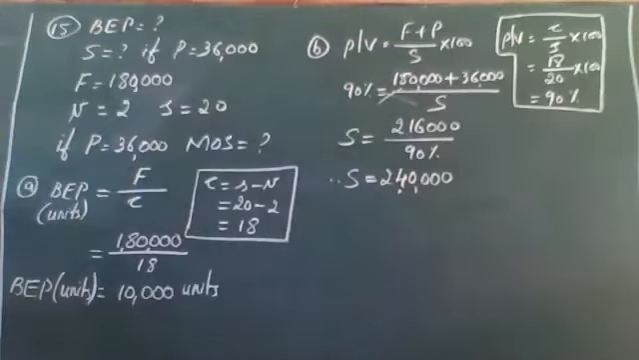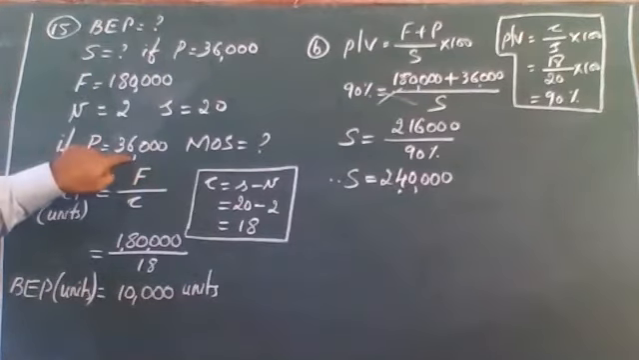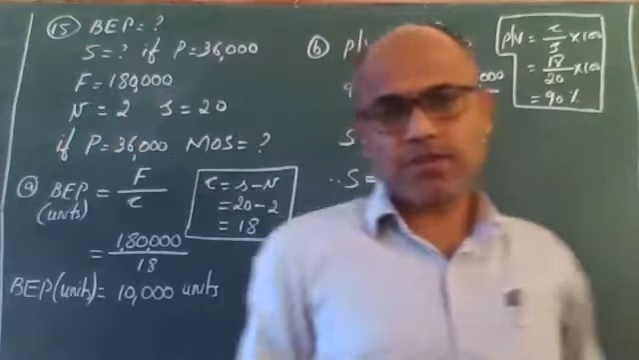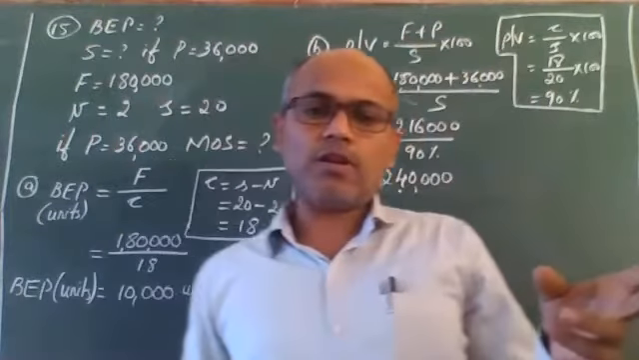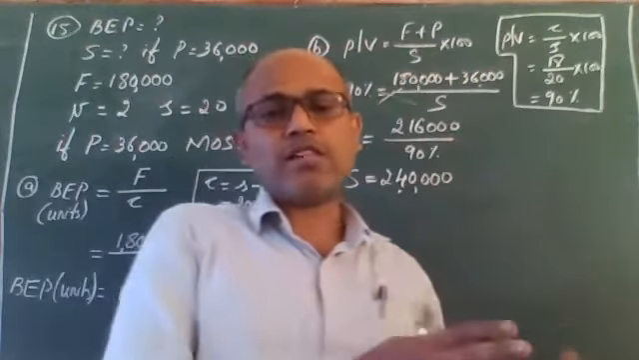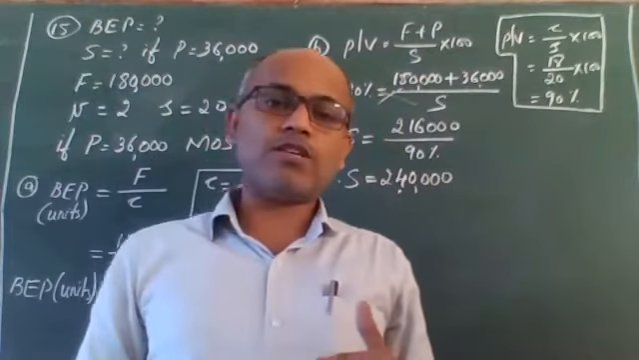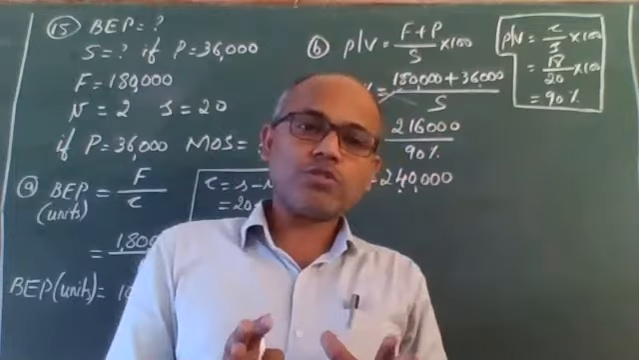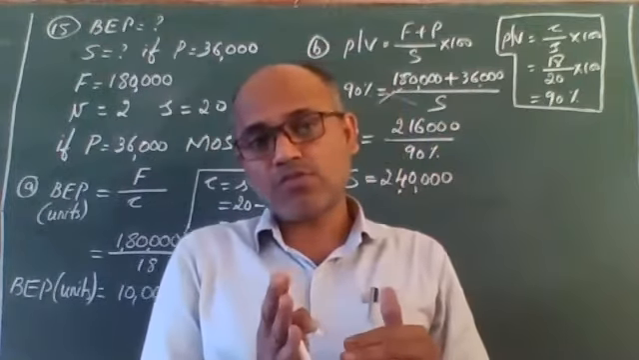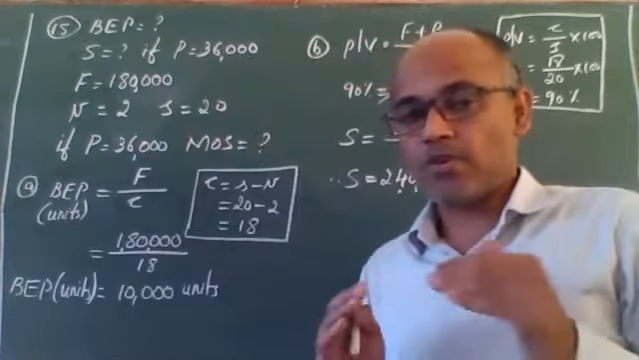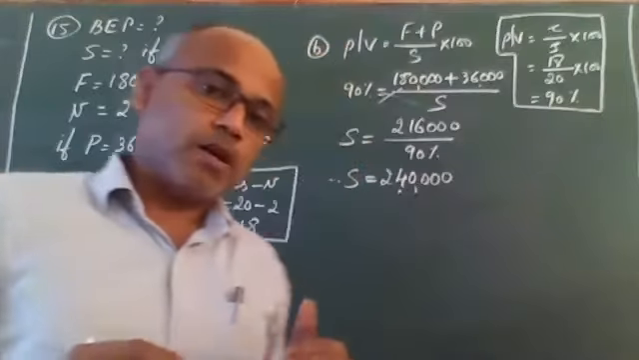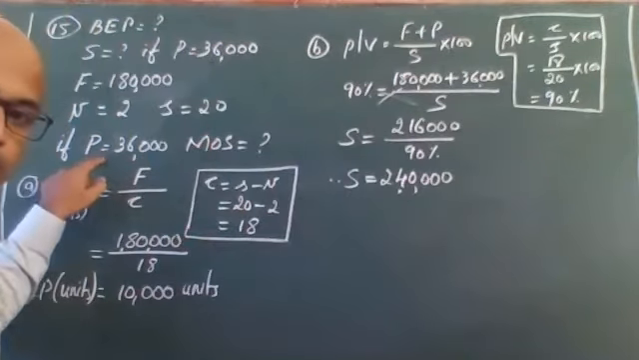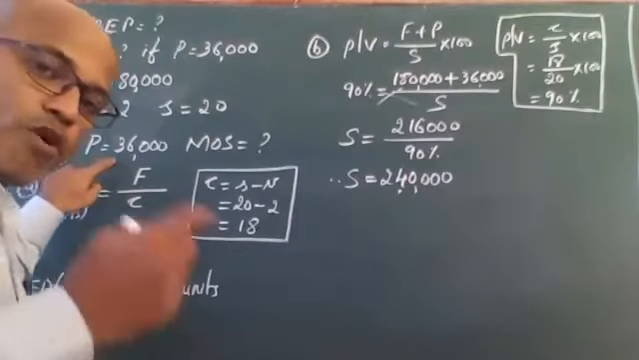And the third part of the question says, if profit is 36, what is MOS? Yesterday when I discussed margin of safety, I gave you two formulas for MOS. One is sales minus break-even sales. The other one is profit by PV ratio. Now the question in front of us is, sir, should I use the sales minus break-even sales formula or should I use profit by PV ratio? What do you think? The answer for this is, what did he give? He gave profit. So try to apply the formula where profit is coming.